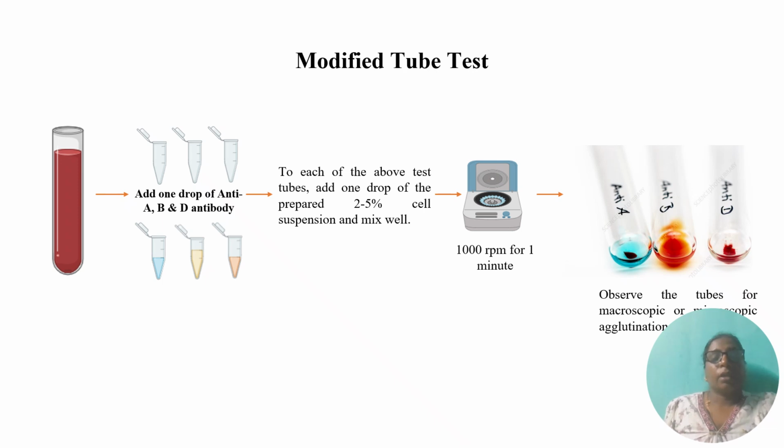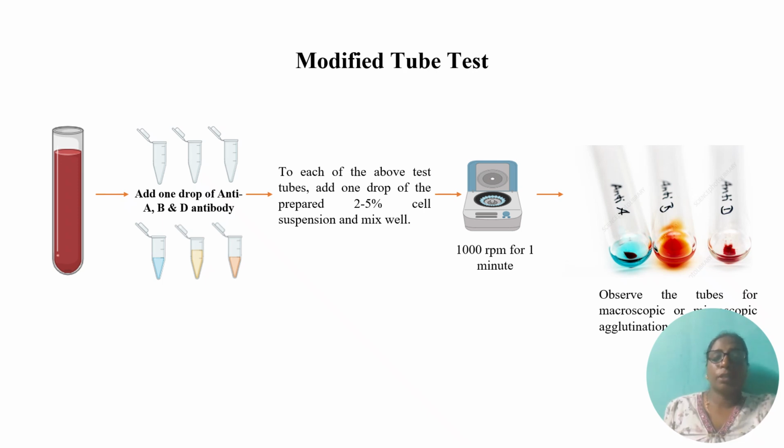So here we can identify this slide is representing the identification of the modified tube test. Three test tubes are labeled as anti-A, anti-B and anti-D. One drop of the corresponding anti-sera, I mean A, B and D, will be added in each tube, and it can be added with the red blood cells or a serum or a plasma. So here one drop of it is added and mixed well.